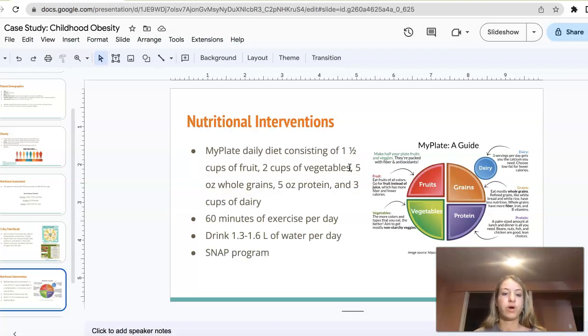Of course, drinking 1.3 to 1.6 liters of water per day, or about 8 to 11 cups, 64 ounces. It's really important that she gets that hydration in her diet, especially from her 3-day recall. I was noticing she was lacking a lot of that hydration and water intake.